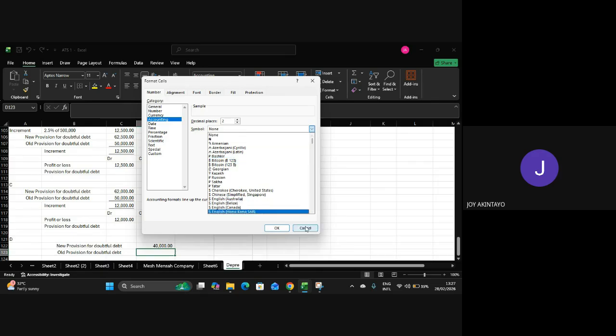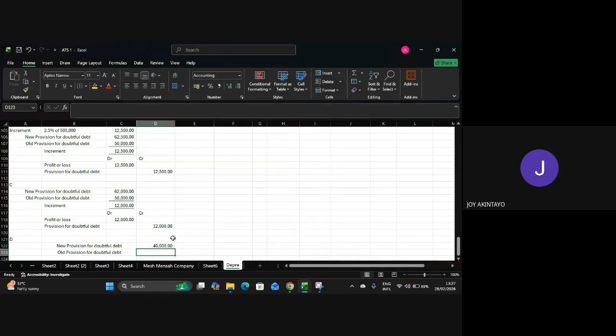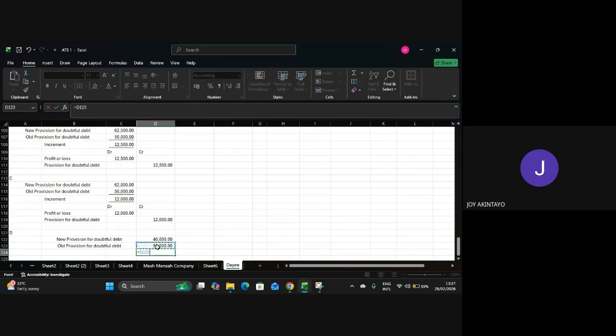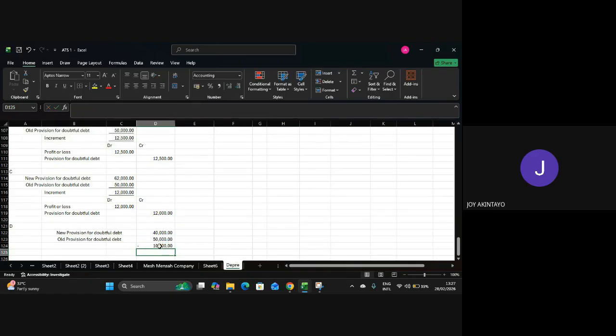Any currency you have in your question, always include it. So old provision is this, and we minus the new one. So this is our reduction, decrease.